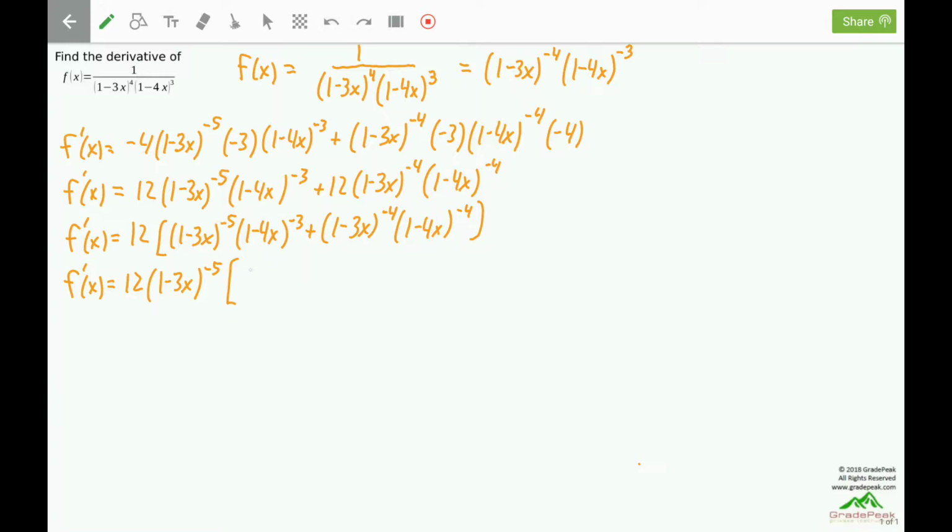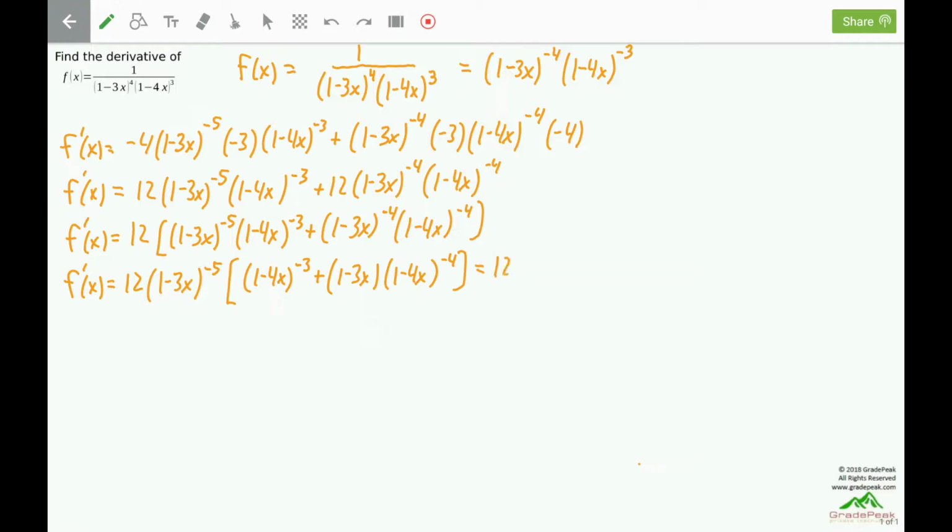So we will have a 1 minus 4x to the negative 3 for the first term. We completely removed the 1 minus 3x to the negative 5. In the second term, we're going to have 1 minus 3x to the negative 4 minus a negative 5, or added to 5, which is to the 1 power. And then we have a 1 minus 4x to the negative 4. We haven't done anything with that just yet.